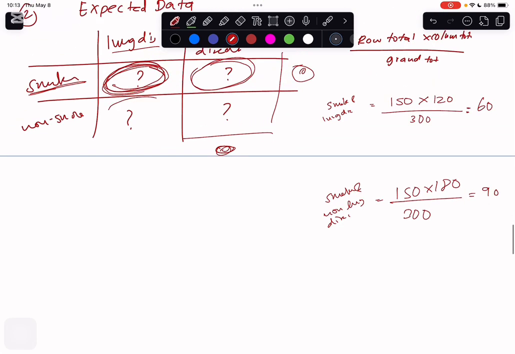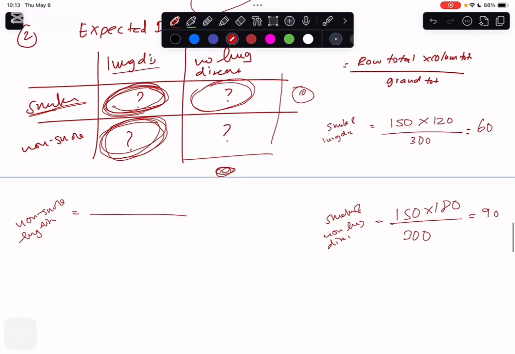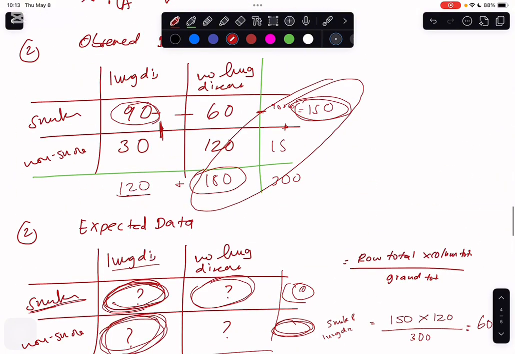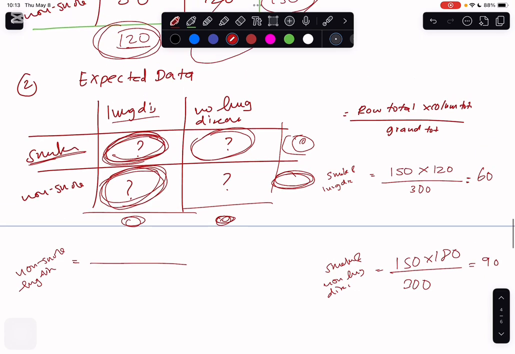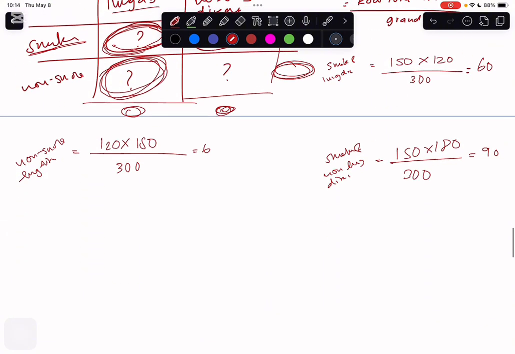You're going to do the same thing over here, for non-smokers and lung disease. I do again the row total, meaning the value that was here above, and the column total, this value and this value, 150 sorry. So I multiply 120 by 150, divide by 300, and it gives 60. Okay, now I'll do another one, I'll get this number here. How do I get it? Let's go: non-smokers and no lung disease.